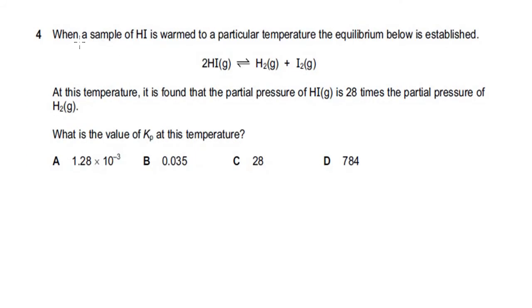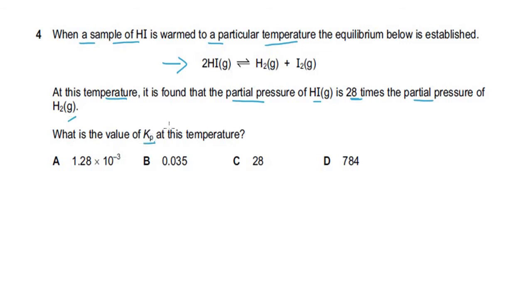The fourth MCQ is, when a sample of hydrogen iodide is warmed to a particular temperature at equilibrium, this is the reaction. At this temperature, it is found that the partial pressure of hydrogen iodide is 28 times the partial pressure of hydrogen. What is the value of Kp?